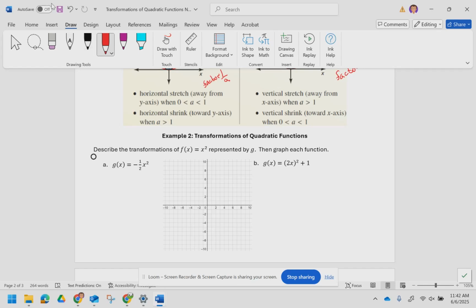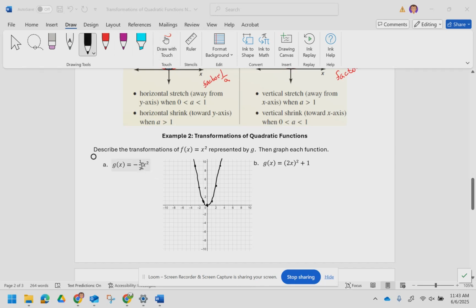Looking at these, we are once again going to graph our parent function, and then we are going to graph the transformations of the parent, and we're going to describe what kind of transformation it is.